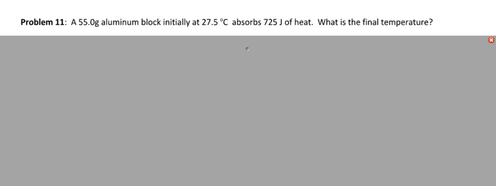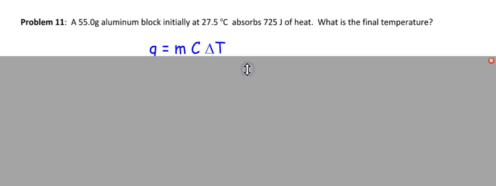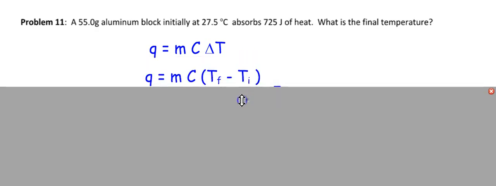All right, so now you have an aluminum block, 55 grams. It starts initially at 27.5, absorbs 725 joules of heat. What is the final temperature? So what are you going to do? Well, probably using MC delta T. And what do I have right now? That's my formula. So what I would like you to do is plug in your numbers. And what are you solving for? You're solving for TF. Use your algebra skills and carefully solve for TF. Think about how you're going to do this algebraically. When you come back, then we're going to talk about how I did it, okay?